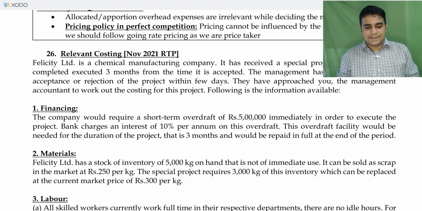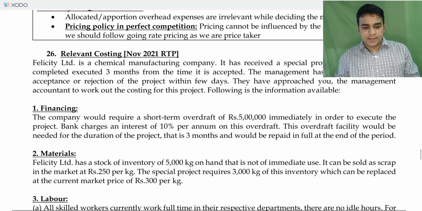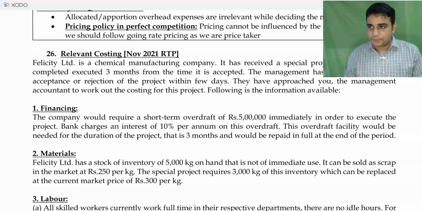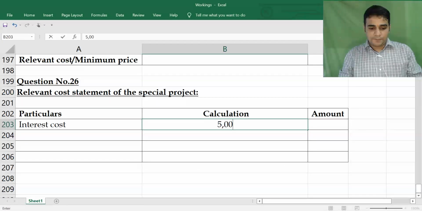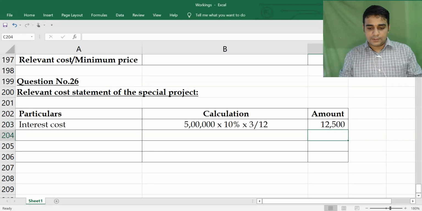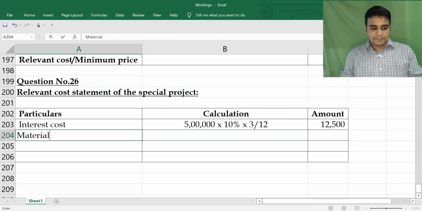Okay, the first item is interest cost, which is relevant in nature because I'll have to take an overdraft to do the work. 5 lakh into 10% into 3 by 12. 3 months is the contract tenor. 12,500 is the interest cost.